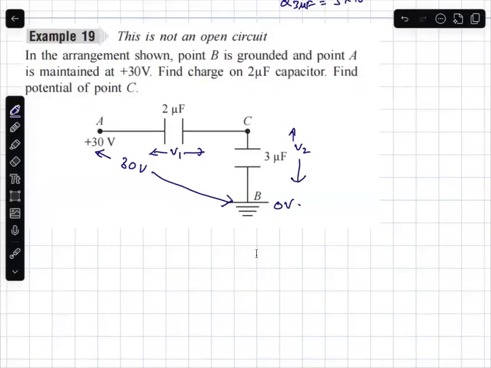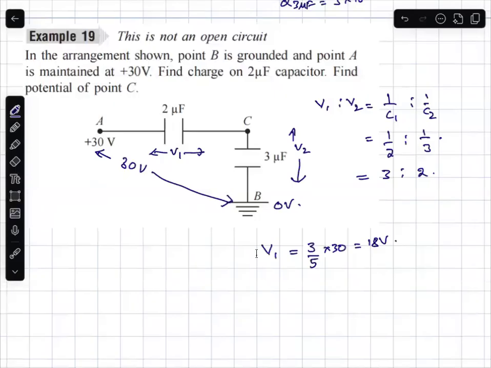Can you please help me? How are 2 and 3 connected? Series. So therefore, V1 is to V2 is 1 by C1 is to 1 by C2. 1 by 2 is to 1 by 3. Multiply with 6. 3 is to 2. Now, how to break 30 volts into 3 is to 2? V1 is 3 by 5 times 30, 18 volt. V2 is 2 by 5 parts of 30, 12 volt. Done. Now find the potential of C.